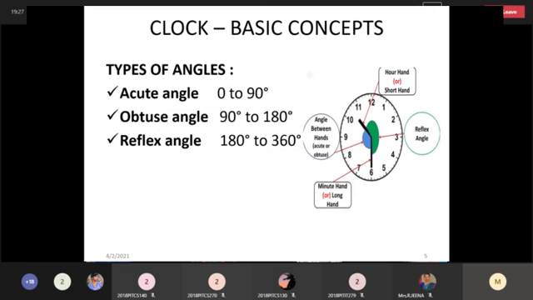So the clock, which is mainly based on the types of angles. So we have an acute angle, obtuse angle, and reflex angle. So acute angle should be 0 to 90 degree. Obtuse angle should be 90 to 180 degree, and reflex angle should be 180 to 360 degree. So if you see the clock, we have the short hand and the long hand. Short hand is also called hour hand, and long hand is also called minute hand. So the reflex angle covers 180 to 360 degree, and then acute angle or obtuse angle. So 0 to 90 degree for acute angle and 90 degree to 180 degree for obtuse angle.